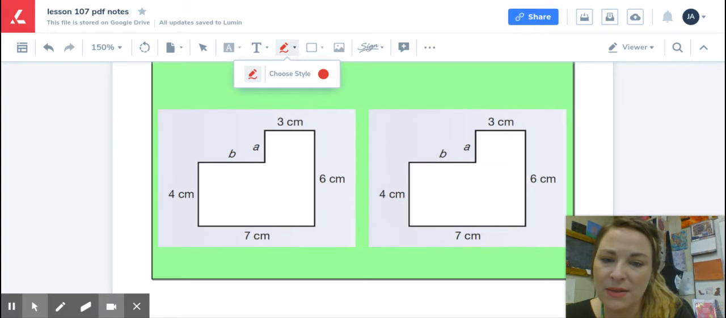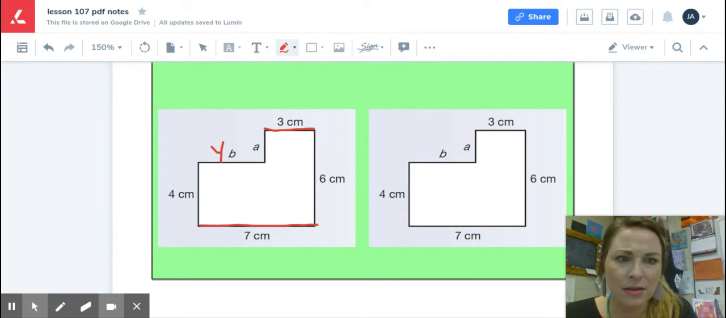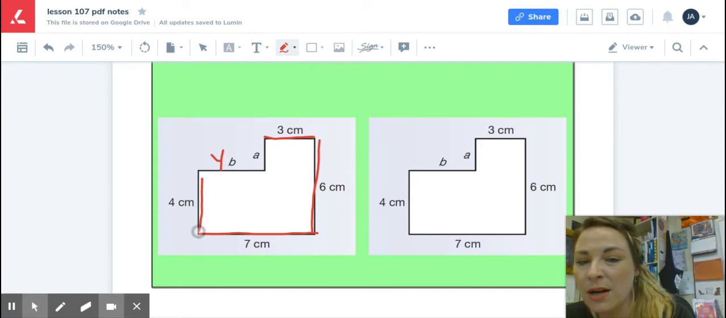So we do know 7 and we do know 3. That means that B's length is 4. Same thing, we need to solve for A. We do know 6 and we do know 4. So that makes A 2.